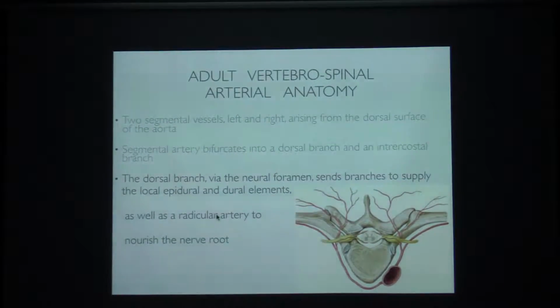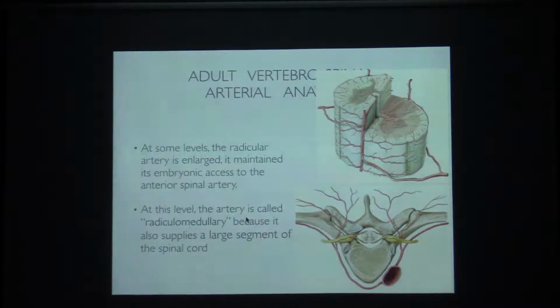And then there will be the radicular artery. The radicular artery is the artery that's going to the foramen and will supply the nerve root. Okay, so now we lost all the things that are outside and we go towards inside with the radicular artery towards the foramina and the nerve root. And then at some levels the radicular artery, which is becoming enlarged, will maintain what we talked about before, the embryonic access to the longitudinal vessel, and it will supply the anterior spinal artery.